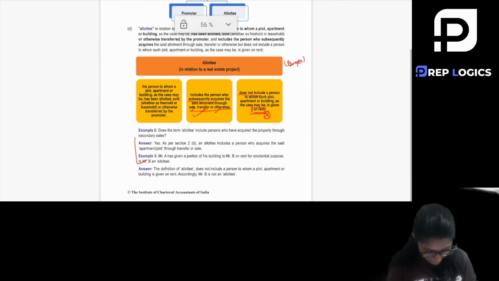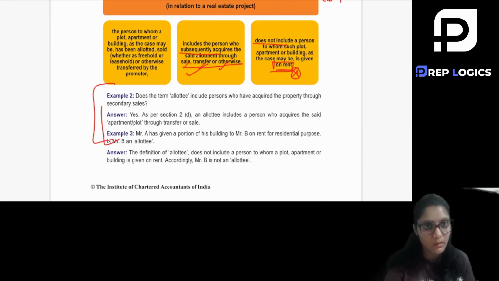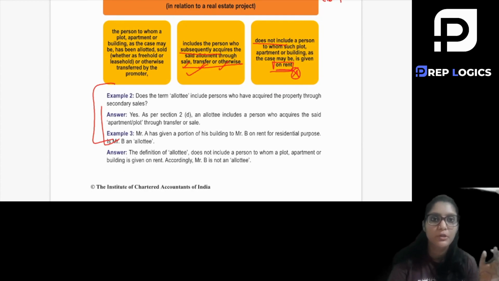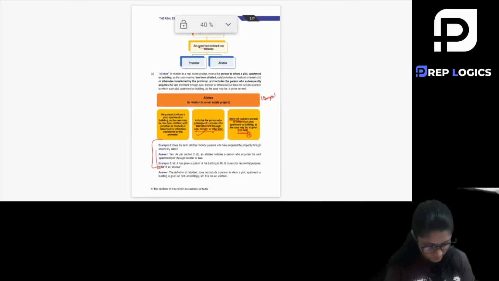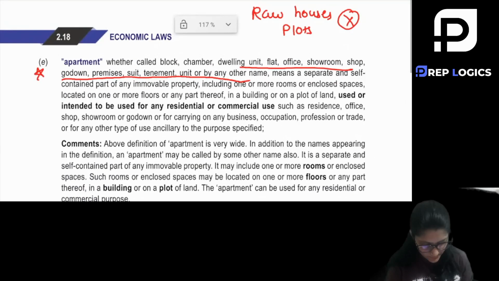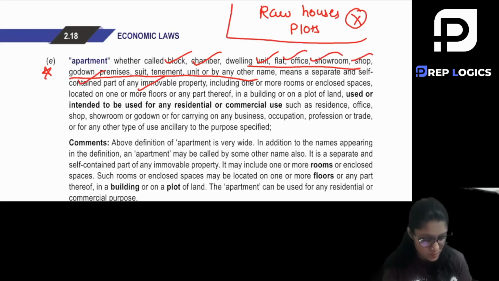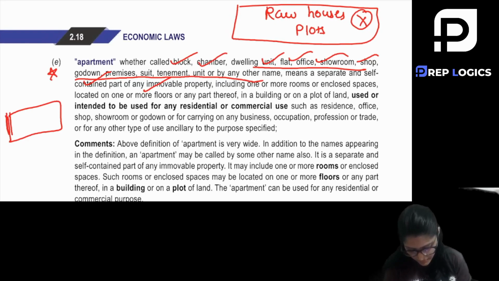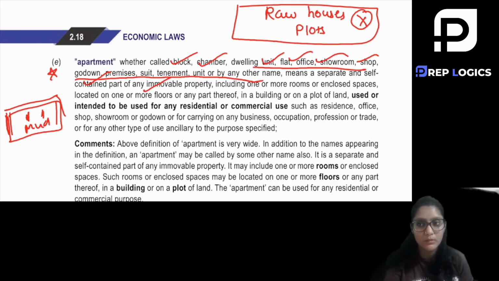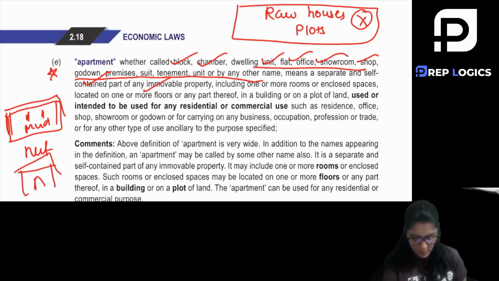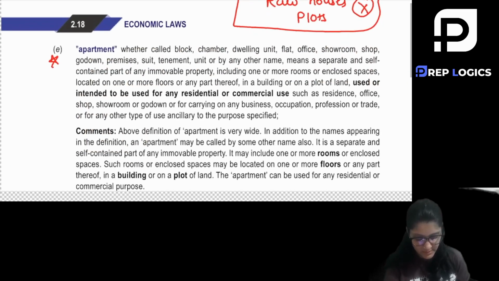Okay, now there are some examples given. You just have to read it. Whatever the understanding points, I have already told you. Apartment can be anything: unit, block, flats, offices, showrooms, shops, godowns, etc. But it does not include row houses and plots. Row houses means, suppose you must have seen that there is a plot and someone has made a house from mud. The mud houses or, we can say, huts are also known as row houses. So these row houses or plots cannot be considered as an apartment.